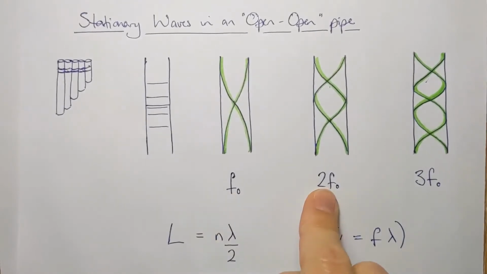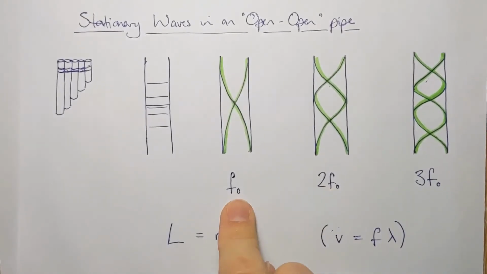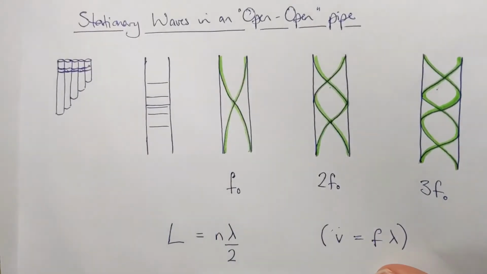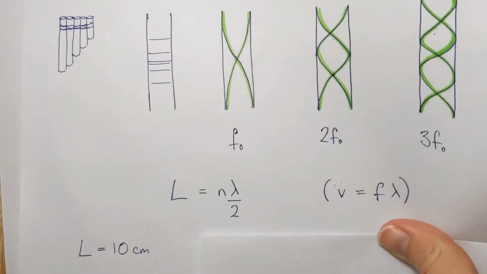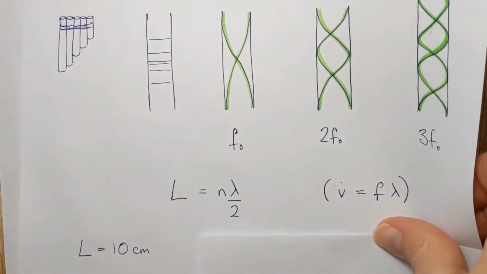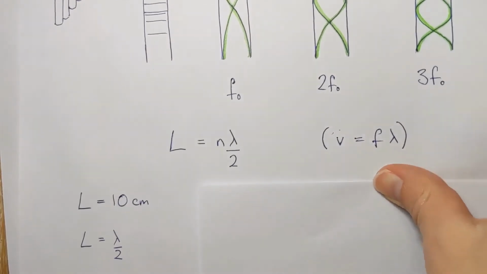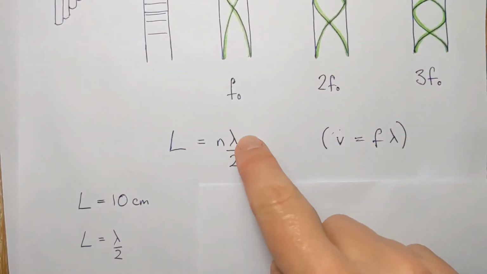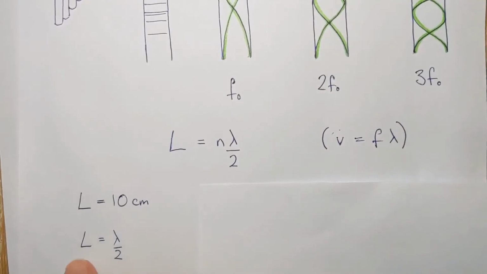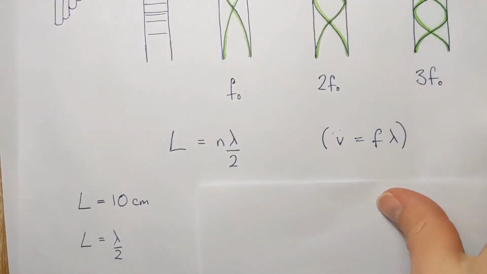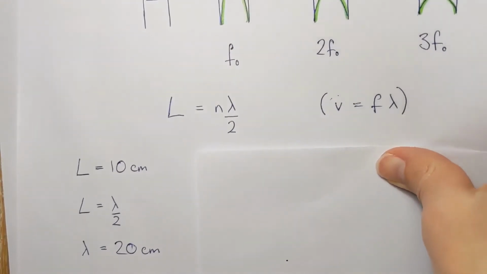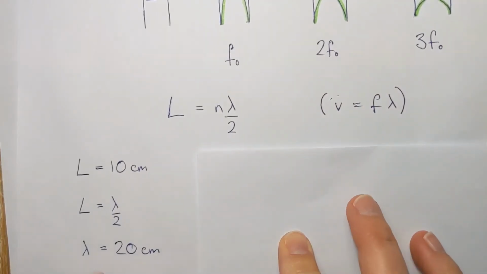If you blow really hard, you might be able to get the next harmonic, but this is typically the one it's going to play. So we could work out what note that will be. So let's say I've got a pipe that's 10 centimetres long. Well, for the fundamental, that means I've only got half a wavelength in there. So that means that the 10 centimetres is half a wavelength, and the wavelength is 20 centimetres.